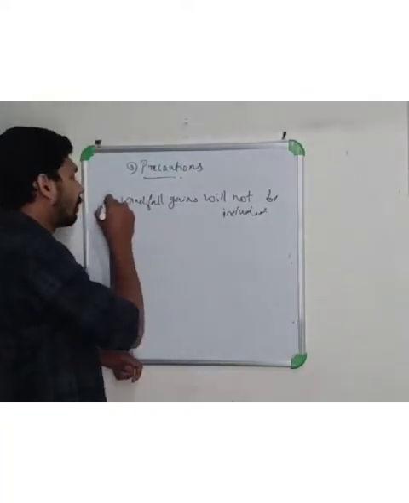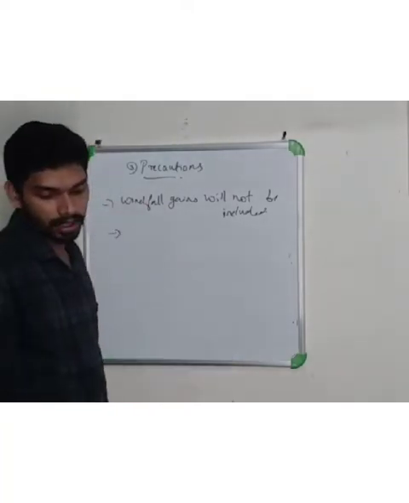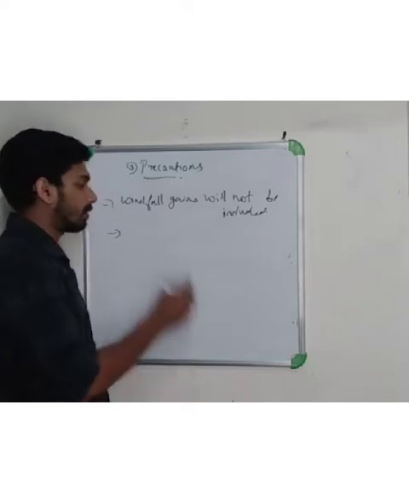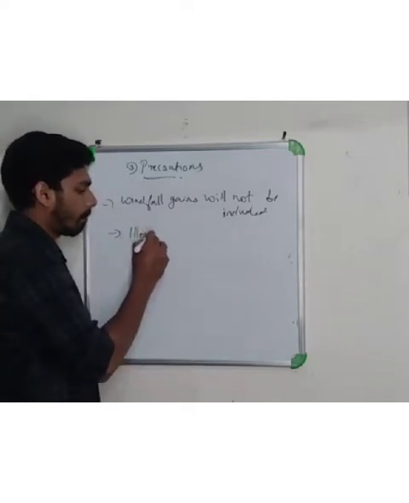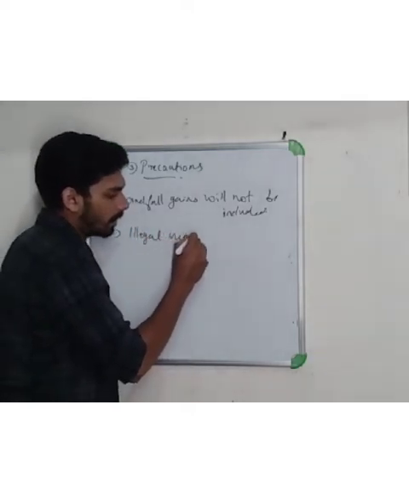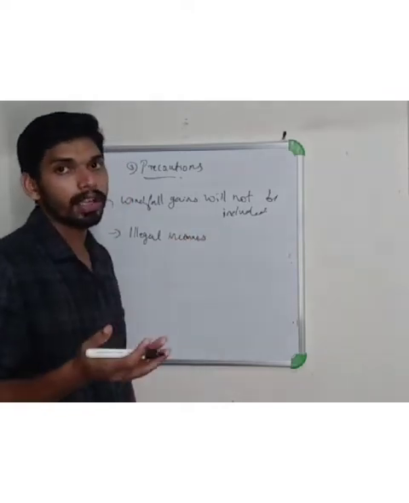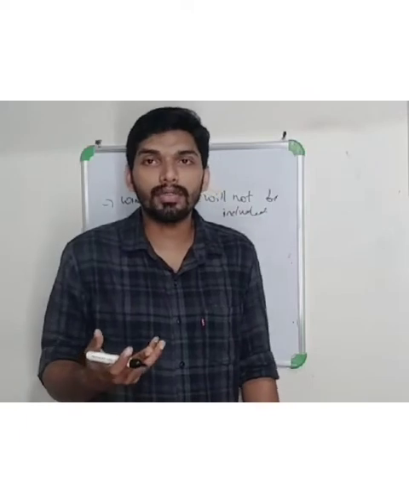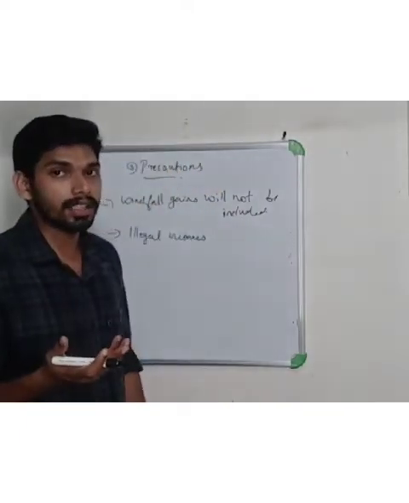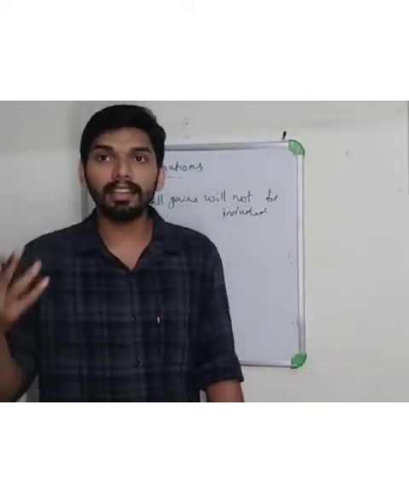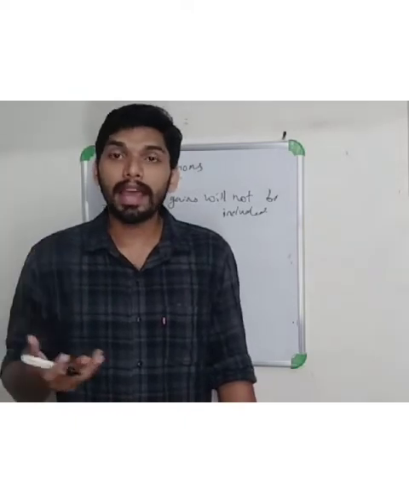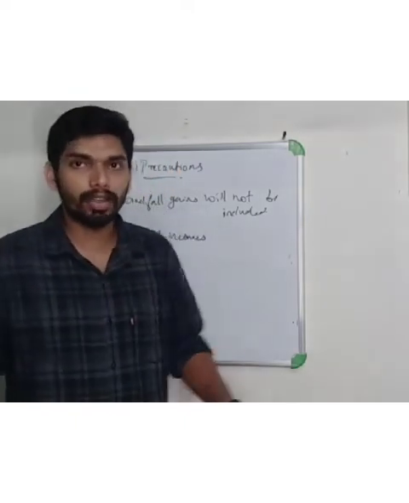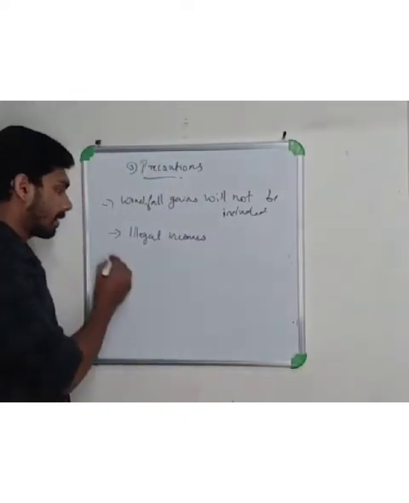Then another important thing is illegal incomes. Illegal incomes are also excluded from the calculation of national income. Illegal activities like smuggling, hoarding, black marketing, all these things are excluded from the calculation of national income.